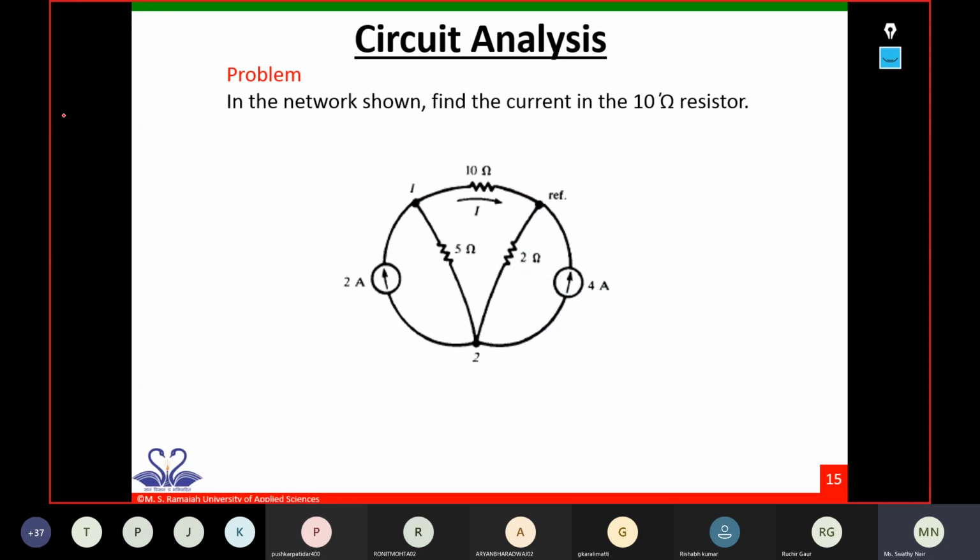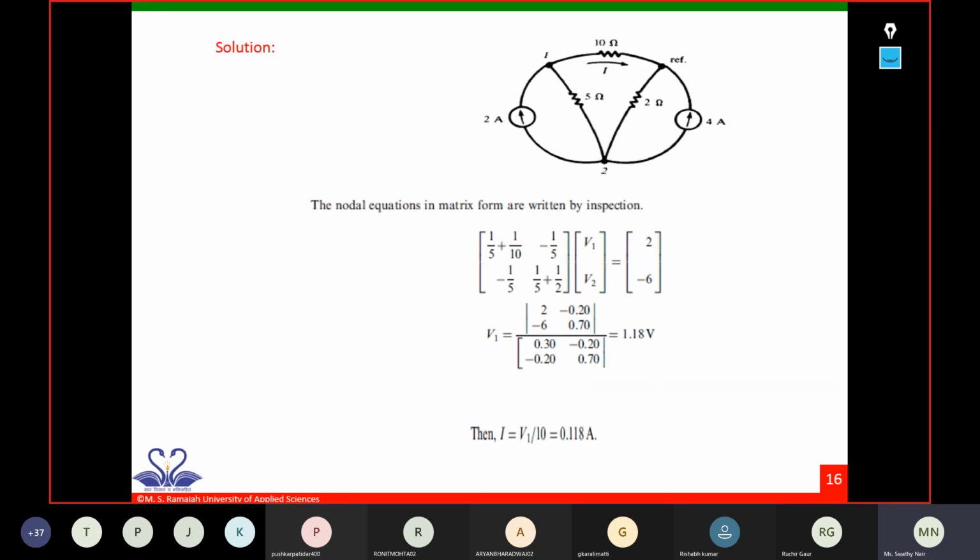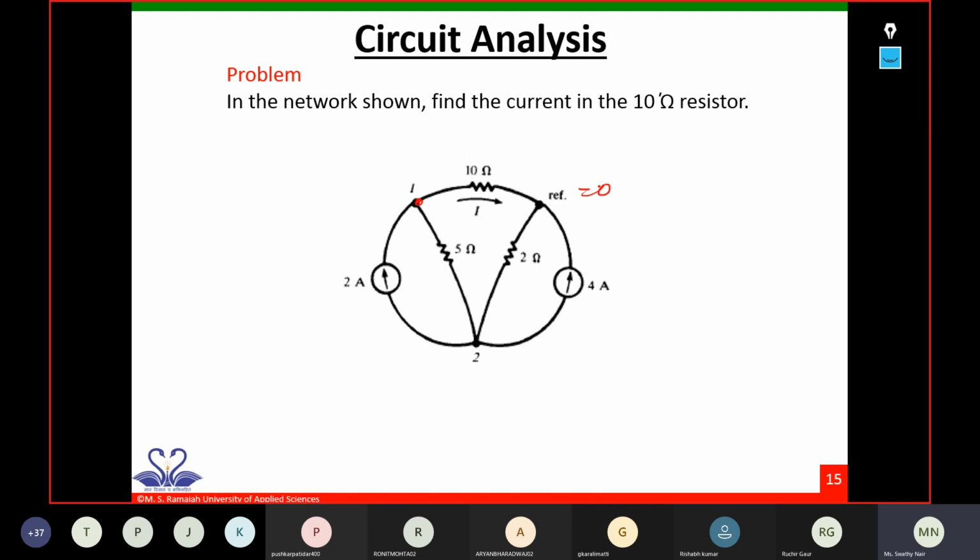Find the current in 10 ohm resistor. So the same thing only, just it is drawn in some other way. But here it is given that this is reference. So you have to take this is equal to 0. This voltage equal to 0. So this is your V1 and this is your V2. Take down this network, homework.